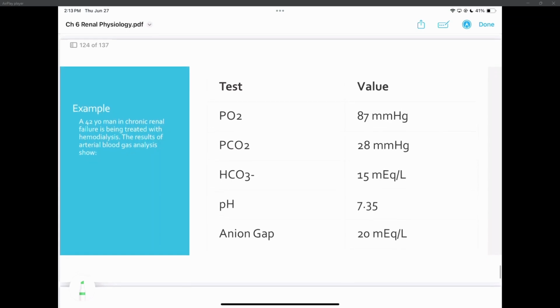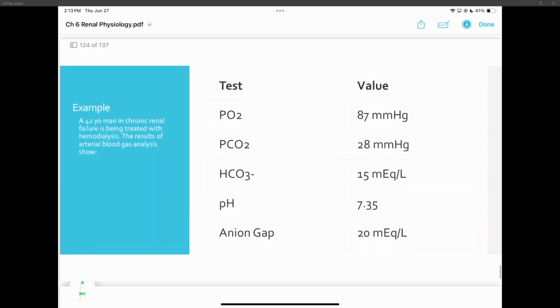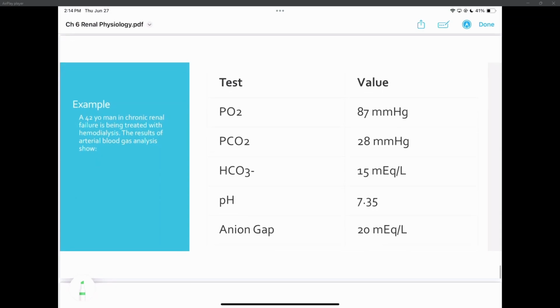42-year-old male, chronic renal failure, being treated with hemodialysis. Here are the numbers. PCO2, is that normal? Relatively. A little bit on the lower end, right? Bicarb. pH. Well, remember, we're compensating, but 7.35, more on the lower end, right? So you consider this more acidic.